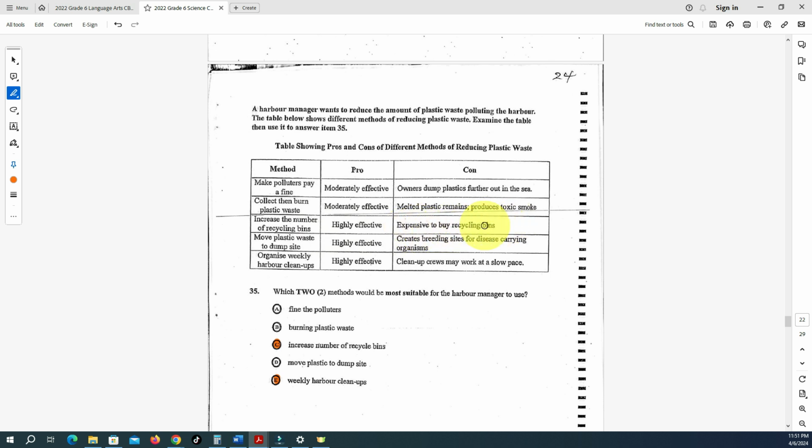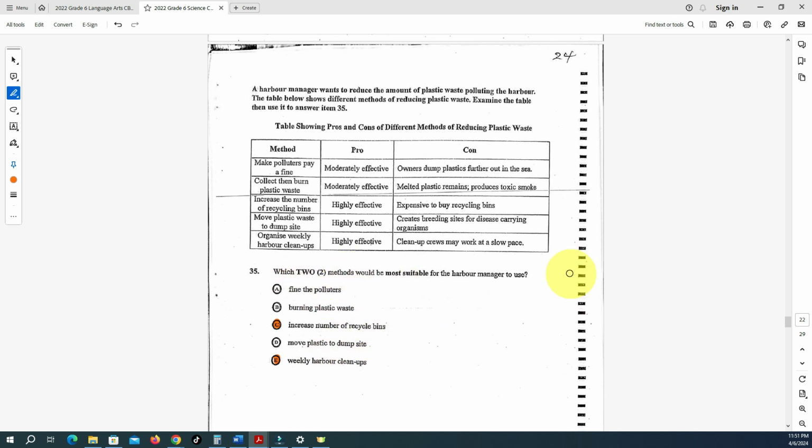It's just that it's expensive, but it's the best way as it doesn't really impact anything on the environment, right? The only thing it impacts right here is the expense. It's better if we choose expense over something like the smoke and all of that. So all of these are things that I think would be something that is negative. So the reason I chose C and E is because they have nothing to do with the environment as a con. So I chose increased number of recycle bins and weekly harbor cleanups. All right, just effort and maybe a little cost.